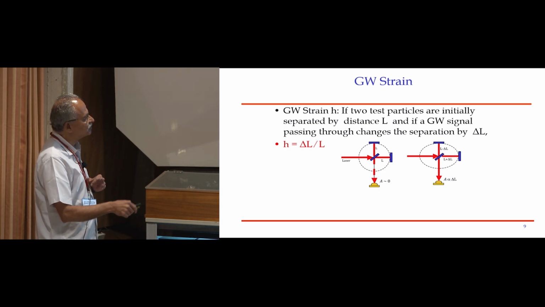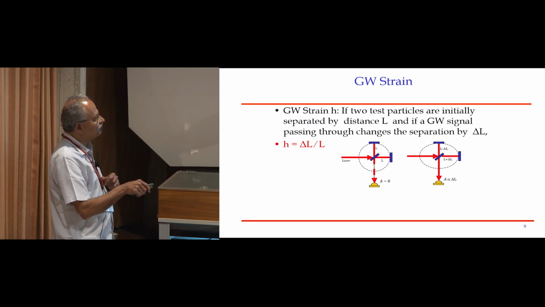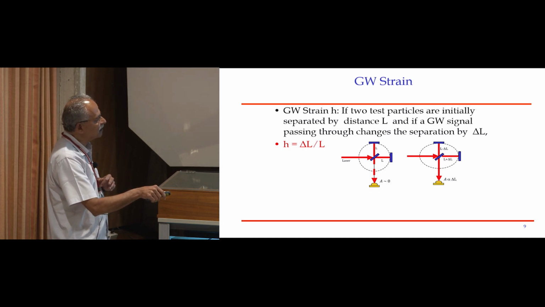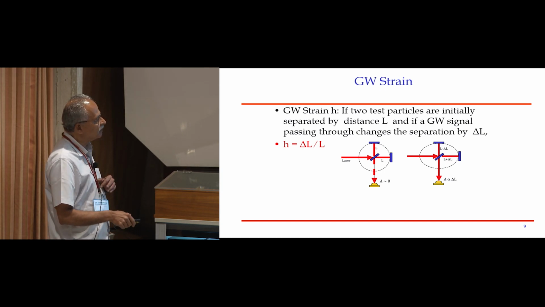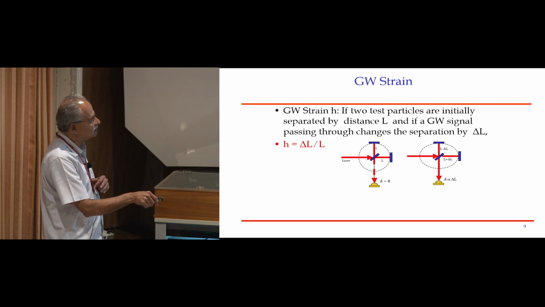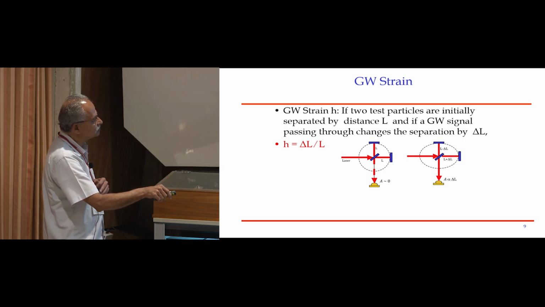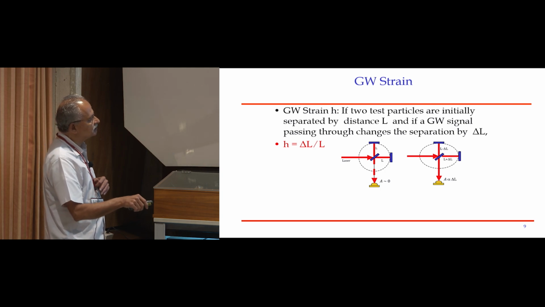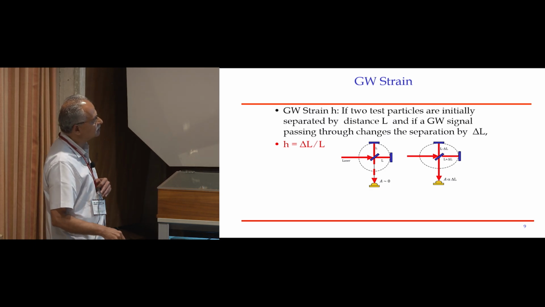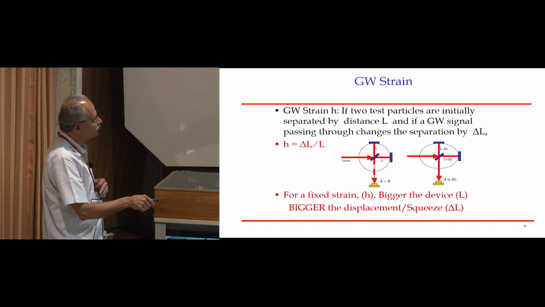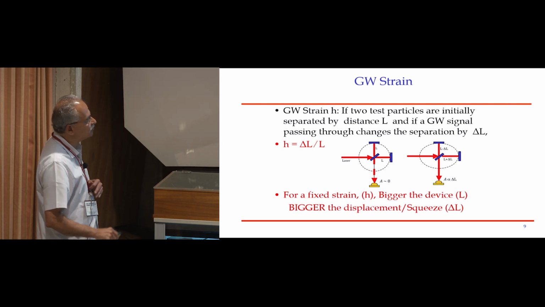Now, how do I define gravitational wave strain? Take two test particles which are separated by a distance L, and if a gravitational wave signal passes through and changes the separation by delta L, then take the ratio of delta L by L, and this is what is called the gravitational wave strain. So, if there is no gravitational wave, the strain is 0, but if a gravitational wave passes through this system, then it squeezes in one direction and expands in the other direction, and that ratio of the squeeze upon the original length is what is called the gravitational wave strain. From this simple formula, it is clear that if the strain is fixed and the device is large, the displacement or the squeeze will be large.